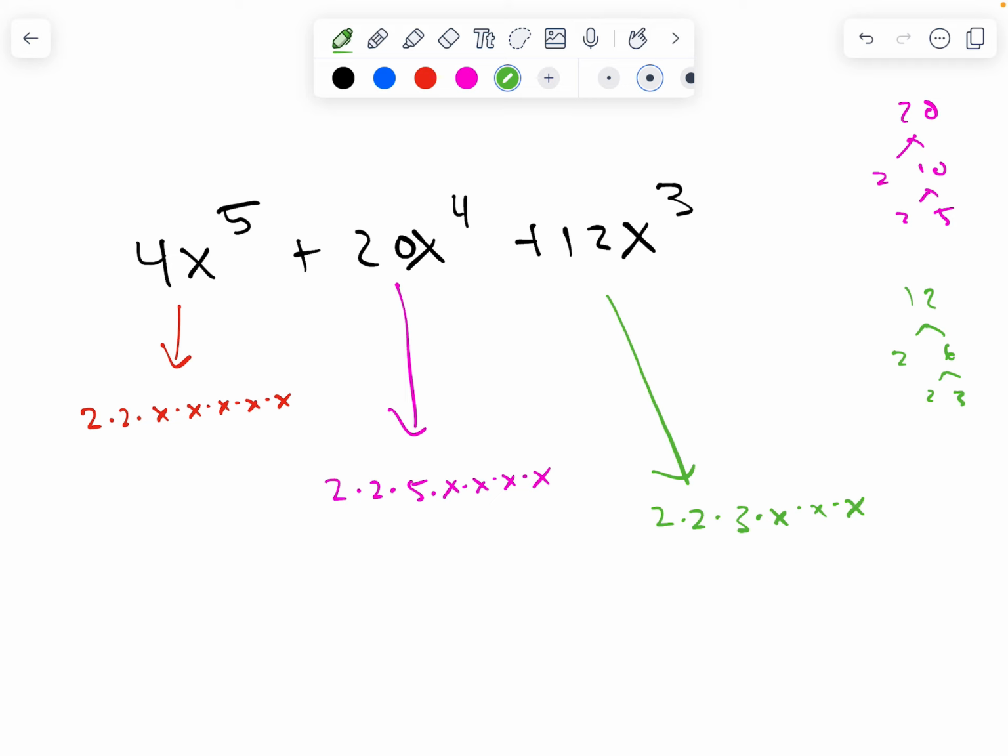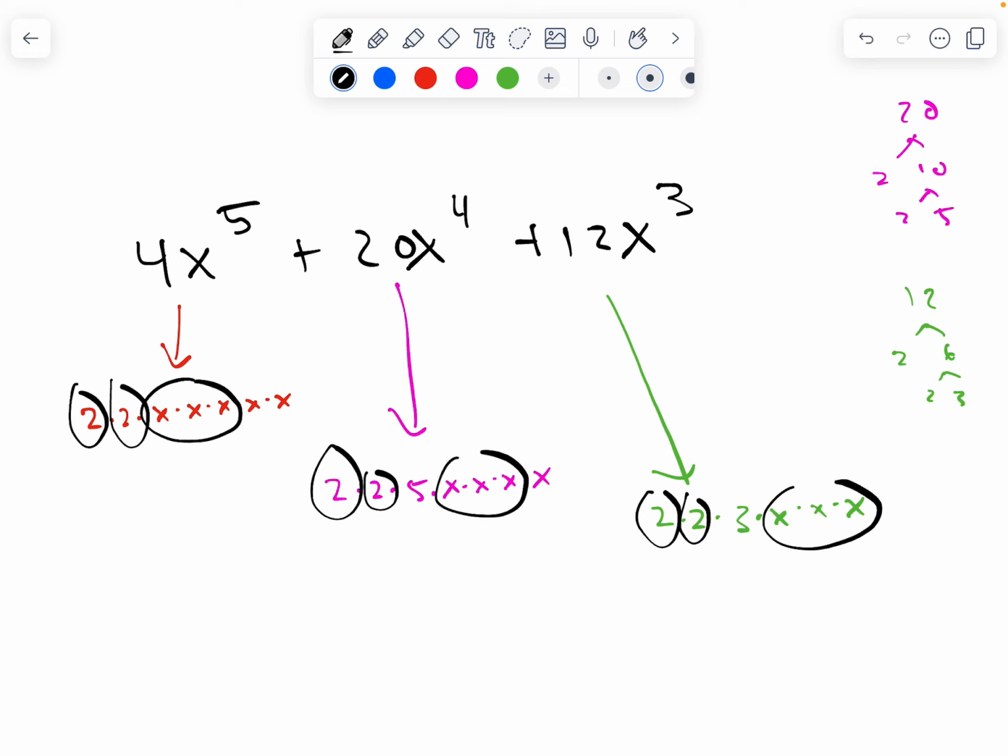Now you look at these and say, what do these all have in common? They all have a 2 in common. They all have another 2 in common. They all have an x and an x and an x. They have 3 x's in common. And so the greatest common factor for all of those terms will be 4, 2 and 2 is 4, x cubed.